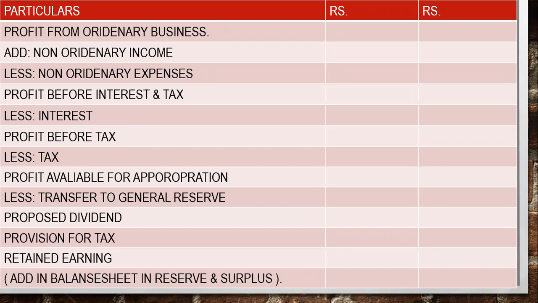As I told you, every company transfers a declared percentage of profit to the general reserve. There is some percentage, like the minimum percentage of 25. It depends on your company's profit, how much profit you are earning in your business. But earlier it was 25%.